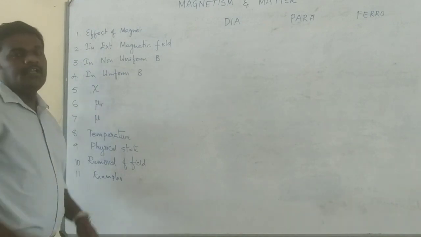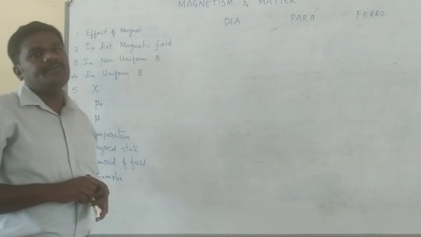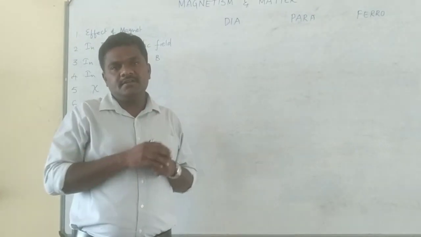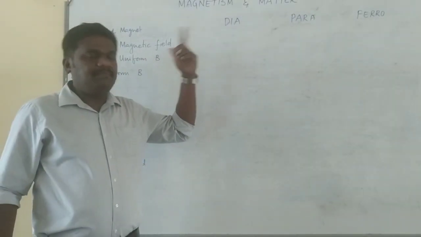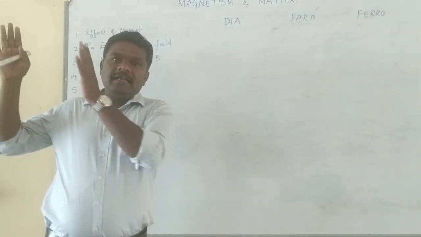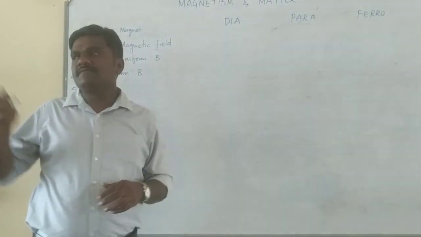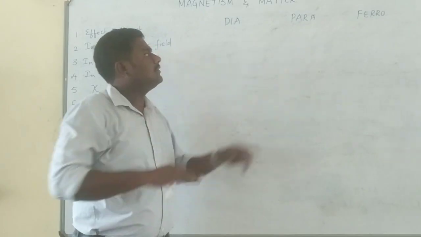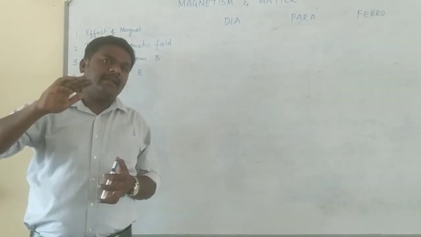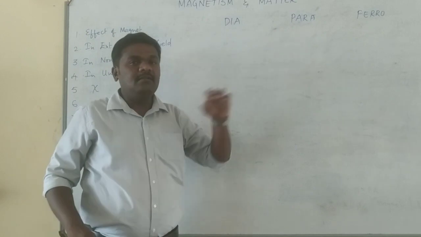Point number 3. If you place each substance in a non-uniform magnetic field, what is the meaning of non-uniform? In one place the field will be strong, in another place the field will be weak. Then diamagnets, since they are repelled by magnetic substances, will move slowly from a region of strong magnetic field to a region of weak magnetic field. Whereas para substances move from a region of weak magnetic field to strong, opposite to that. But in both cases they will move slowly.